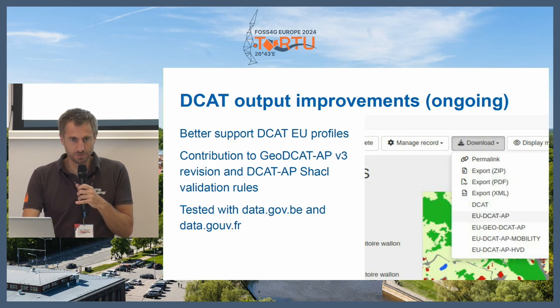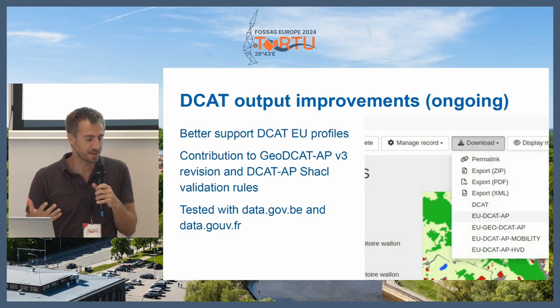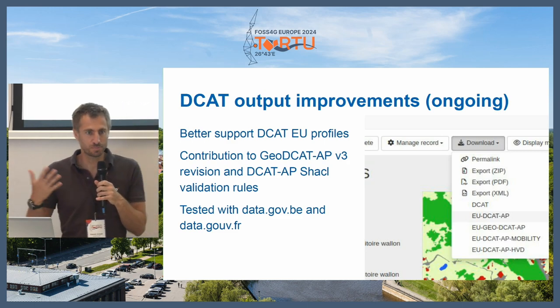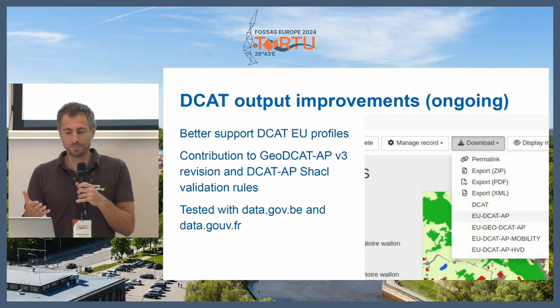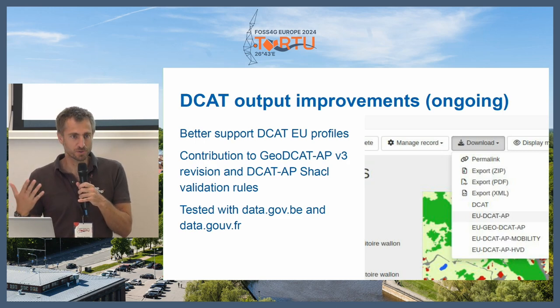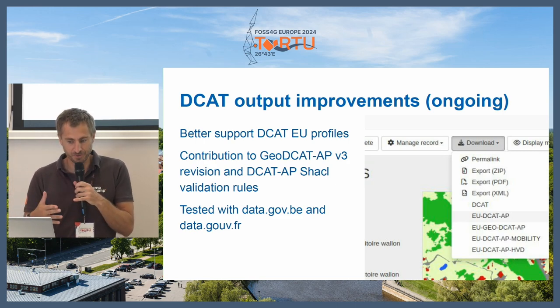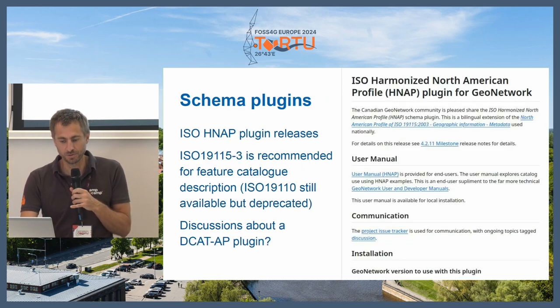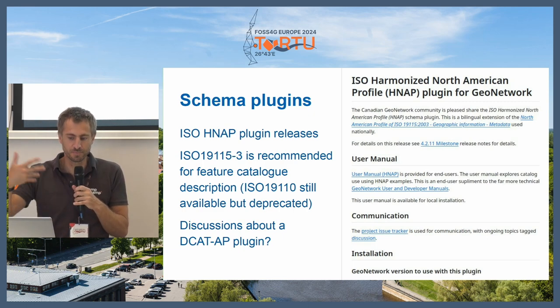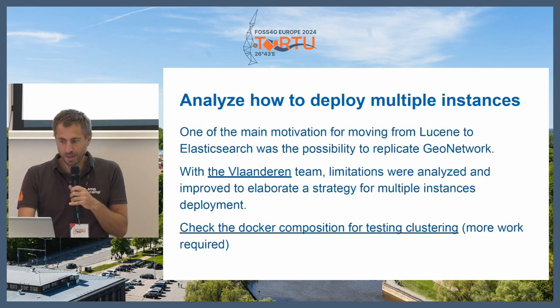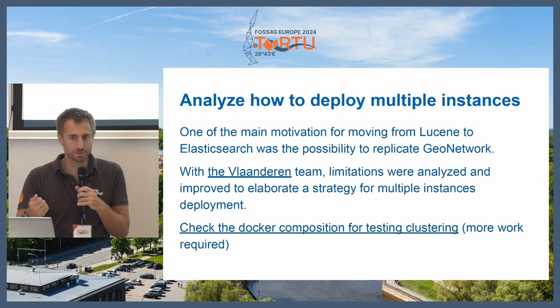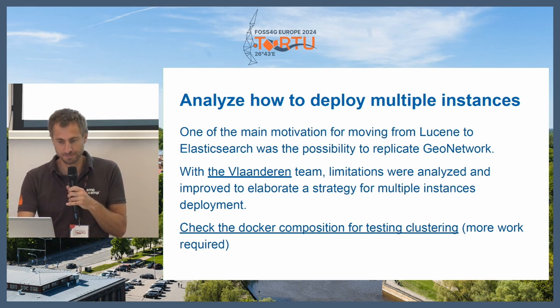And during the user meeting, people really showed that they expected more DCAT, more support for open data formats. So a big work has been done in that regard to support more profiles, like country profiles, INSPIRE profiles, and so on. So all these new things were done in the core. So lots of new things, improvement of the schema, improvement of the DCAT plugin. There was also work to see how we can scale GeoNetwork a bit more, like scale the index, Elasticsearch, and be able to answer more requests.